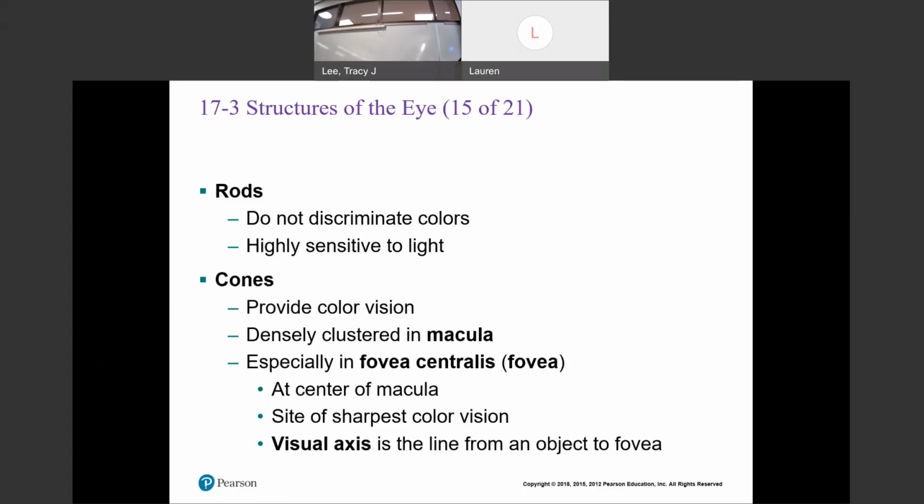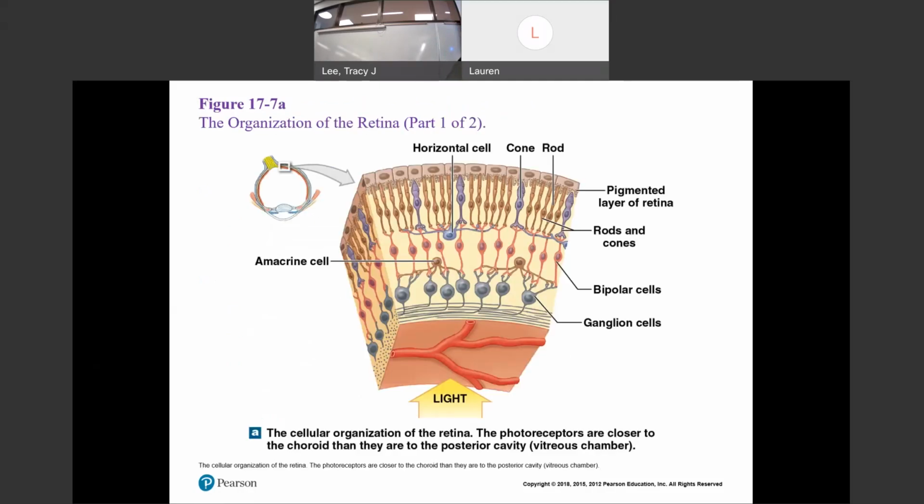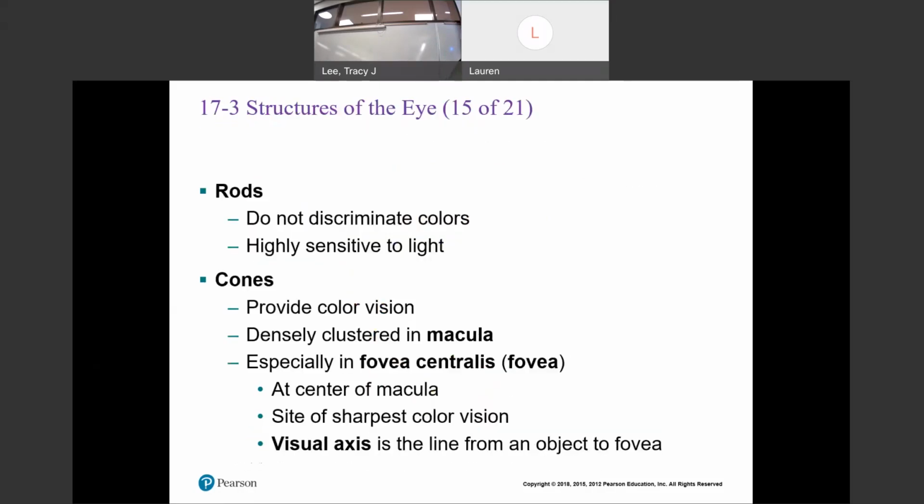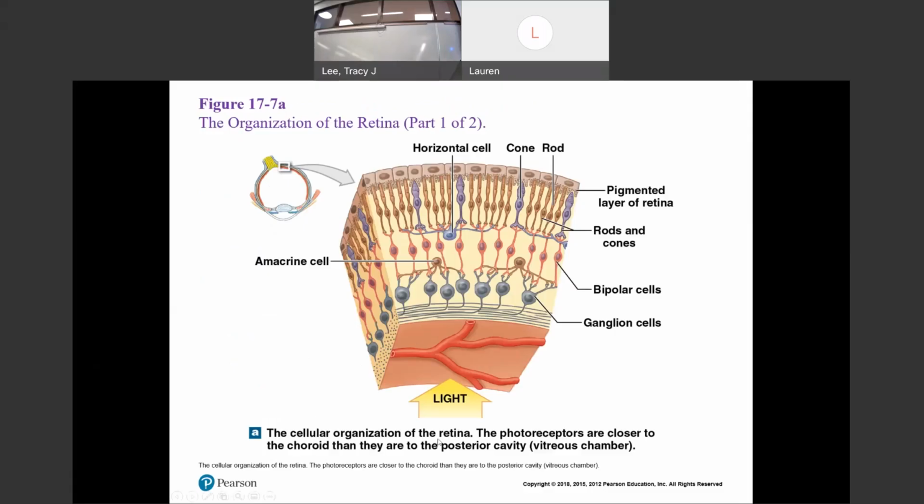If we're not refracting the light in a correct way, we can have our image fall short or go too long, and that's going to be our nearsightedness and farsightedness. Was everybody good? Okay.